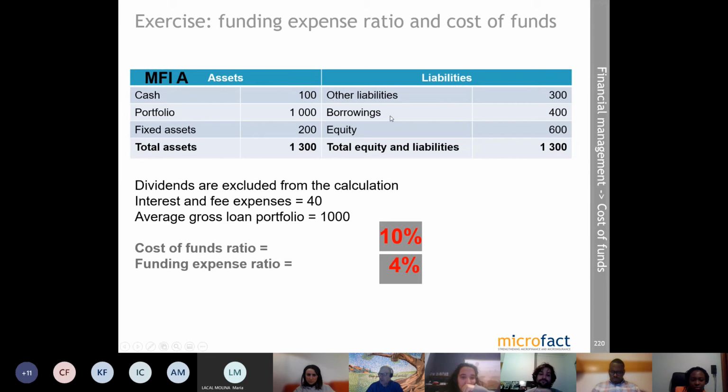Perhaps I had to put it here. If somebody thought that other liabilities is savings, in that case you have to divide 40 by 700. But it's not the case. They are funding it only by borrowings, just to make sure you don't make that mistake. Did somebody calculate it as 40 divided by 700? In that case, the cost of funds ratio was a little bit lower.